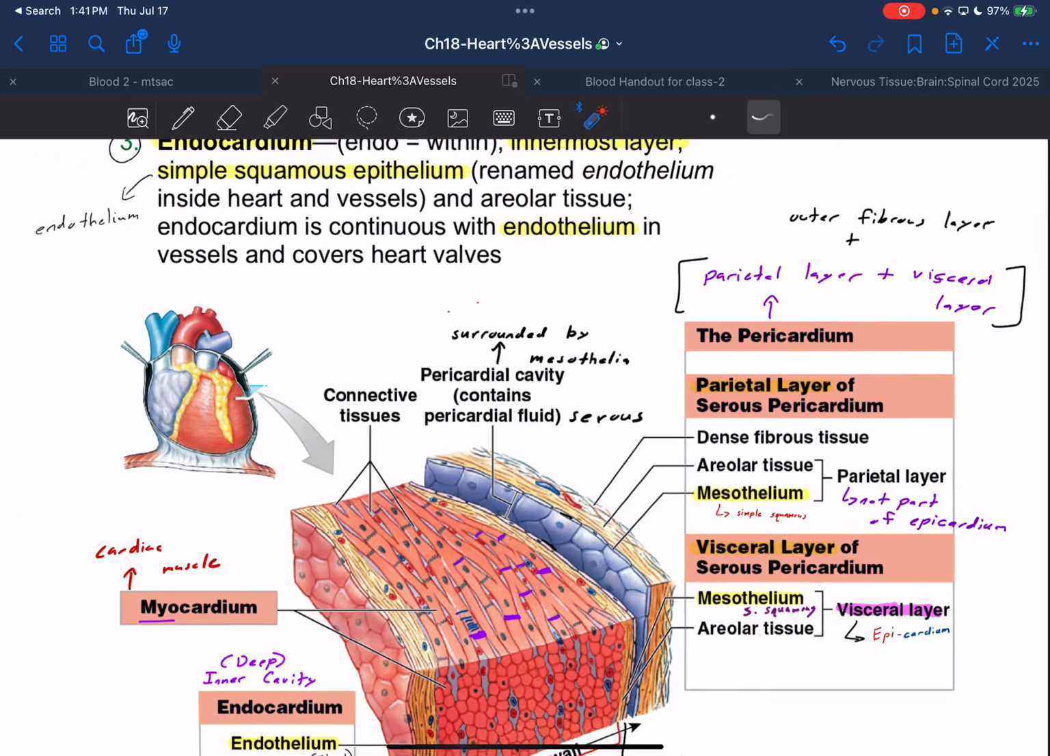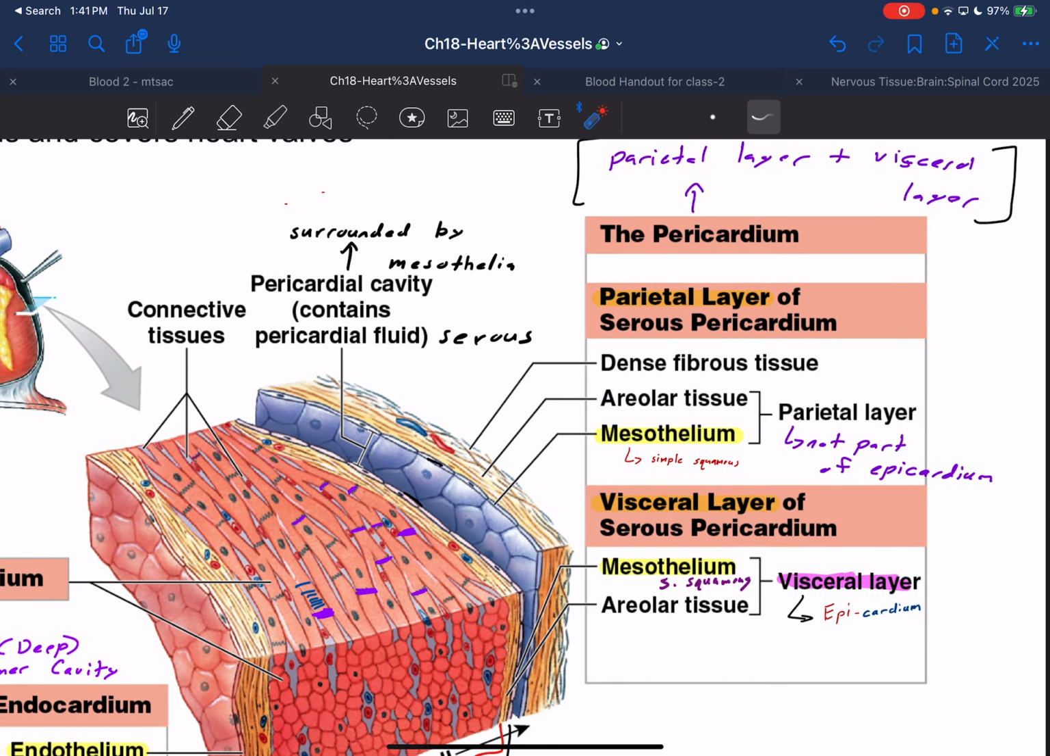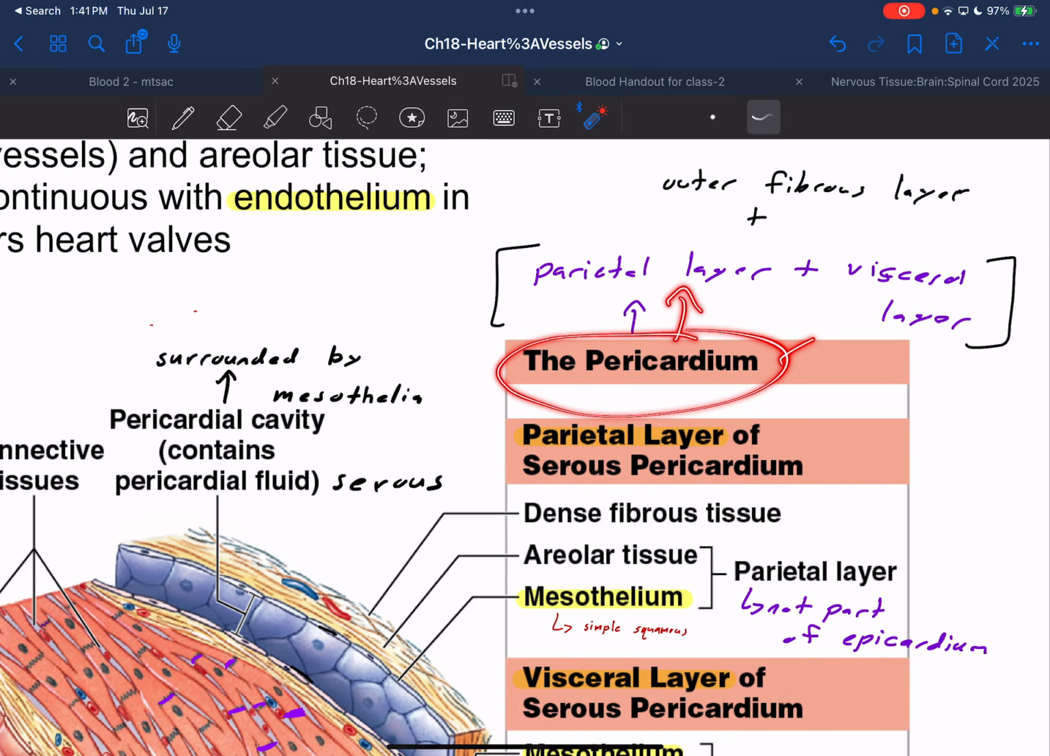And so what we just learned is the pericardium is the sac that contains pericardial fluid. That sac is made out of the parietal layer and the visceral layer. The parietal layer is not part of the epicardium. The visceral layer is part of the epicardium. And so the pericardium can be summed up as both layers, but they are not part of the same. The visceral layer is the epicardium.